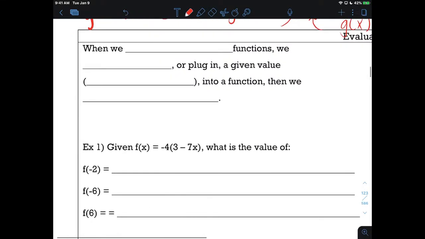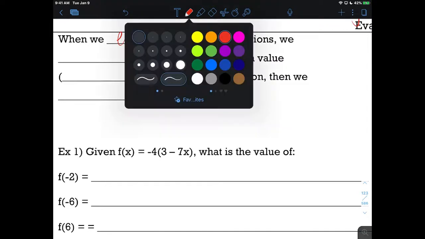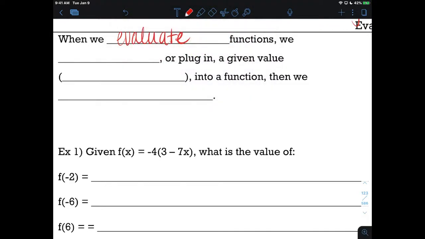So let's go ahead and get started on our notes for day 11. So when we evaluate functions, we substitute. And just like a substitute teacher, what that means is we're just exchanging something. We plug in a given value, which is our x value usually, sometimes it's an independent variable, into a function, and then we simplify.